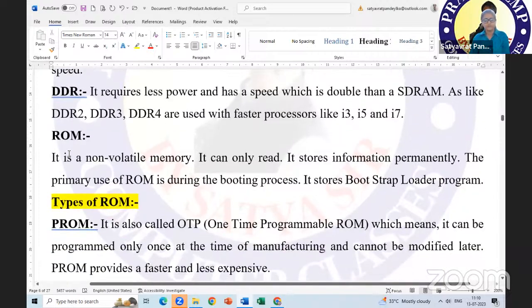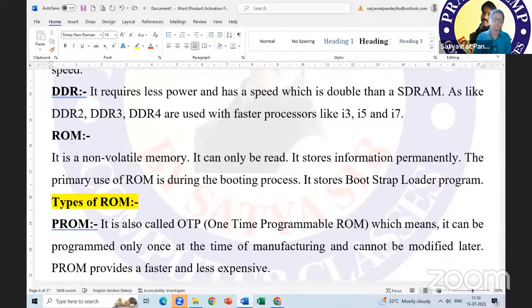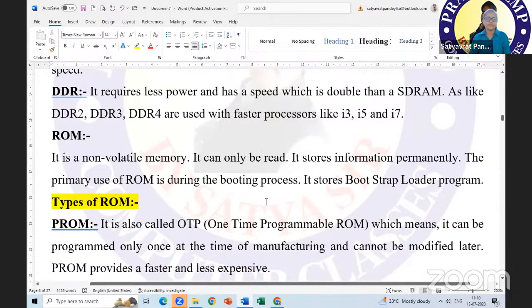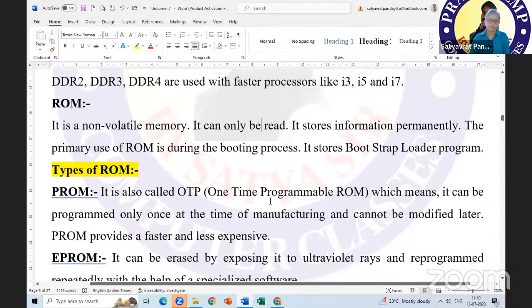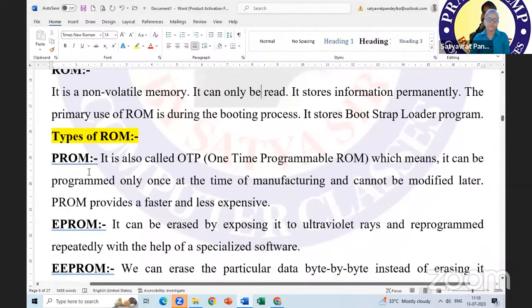Now ROM, read-only memory. It is a non-volatile memory. It can only be read. It stores information permanently. The primary use of ROM is during the booting process. It stores the bootstrap loader program. Types of ROM. PROM is also called OTP, one-time programmable ROM, which means it can be programmed only once at the time of manufacture and cannot be modified later.